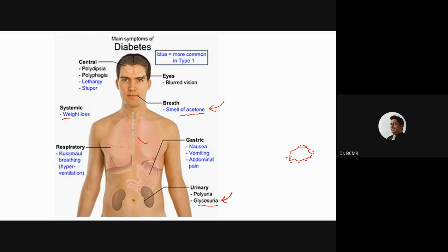And there will be gradual weight loss of the whole body. Mostly the weight loss is muscle; muscle tone is lost. Then with the brain, you feel thirsty, you feel hungry, there's a lot of lethargy, and there is blurred vision, and so on.